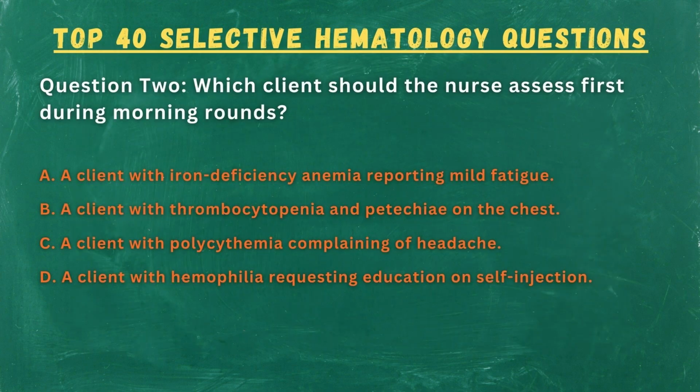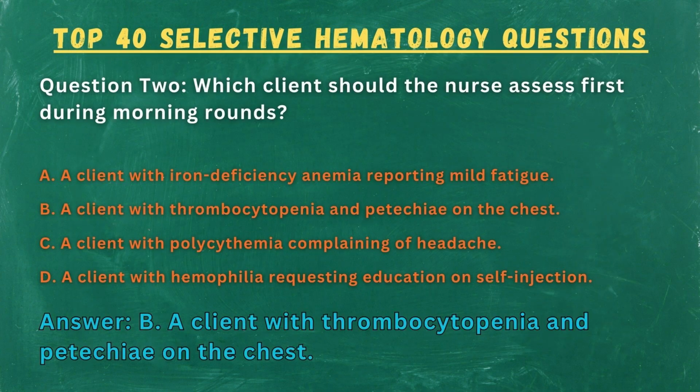Question 2. Which client should the nurse assess first during morning rounds? A. A client with iron deficiency anemia reporting mild fatigue. B. A client with thrombocytopenia and petechiae on the chest. C. A client with polycythemia complaining of headache. D. A client with hemophilia requesting education on self-injection. Answer. B. A client with thrombocytopenia and petechiae on the chest.